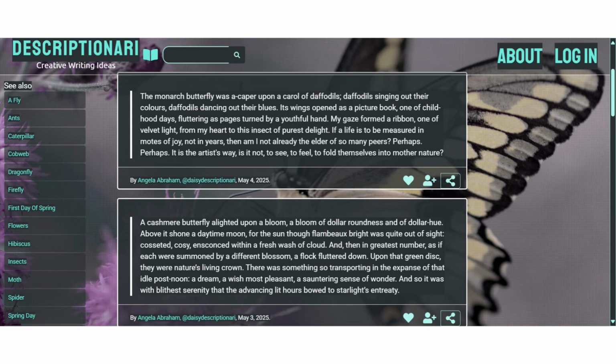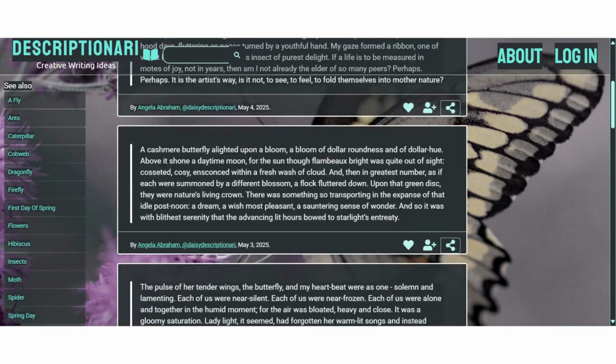Here, because we're saying the butterfly was a caper, we're saying that it's dancing. That is a light form of anthropomorphisation. Again, we talk about the butterfly as being an insect of purest delight. Delight is a human emotion. It's not something you would expect an insect to be capable of. Therefore, it is a version of anthropomorphisation. Let's take a look at another example.